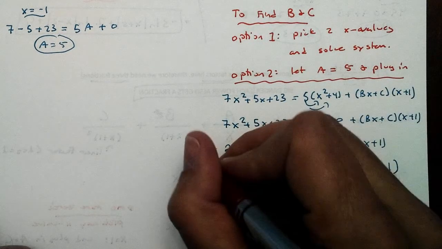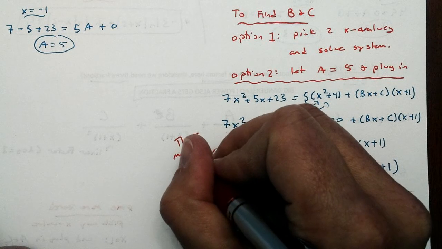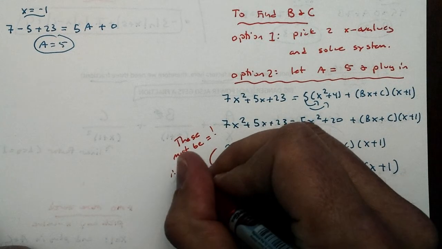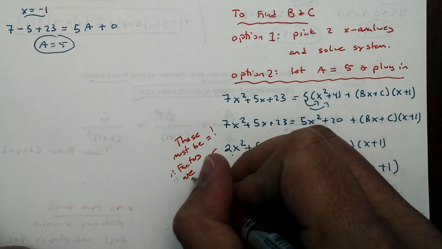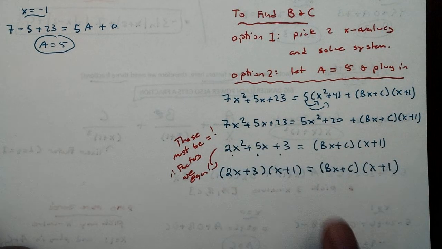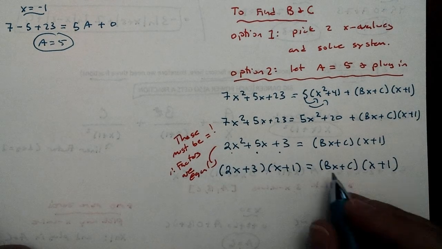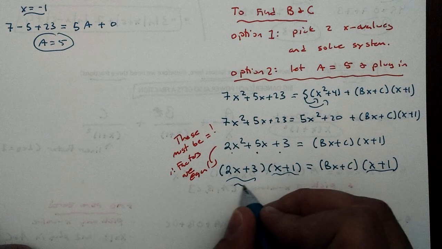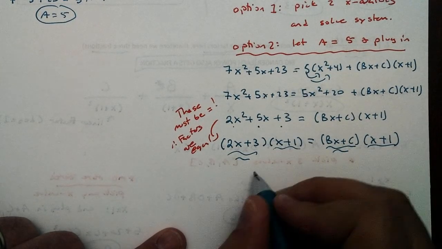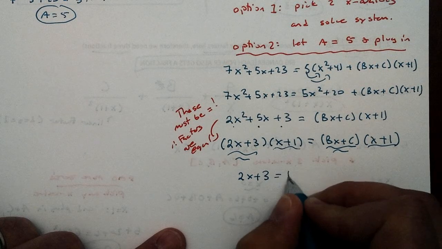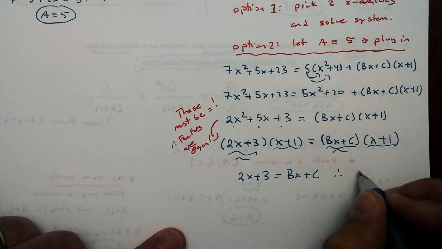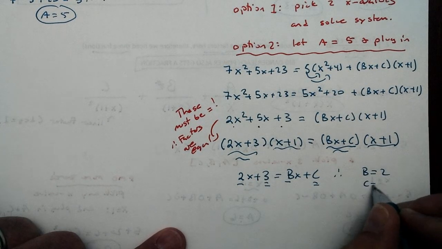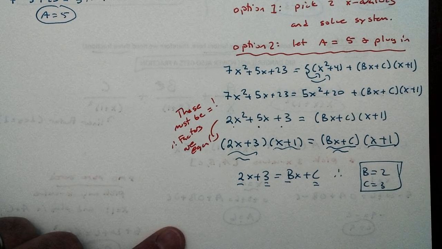These must be equal. And if they're equal, what does that tell us? That the factors are equal. And if the factors are equal, well, I know that the x plus 1 equals this x plus 1. I also know that this 2x plus 3 equals this bx plus c. So I can say 2x plus 3 equals bx plus c. And therefore I got my b, which is 2, and my c, which is 3. This always works out. Man, that Heaviside was a genius.